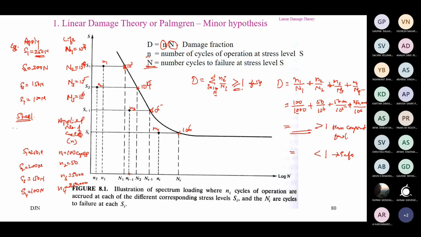Now, as I said in the last class, this is a linear rule, but there is no guarantee that with every cycle the material will accumulate the damage in a linear path.